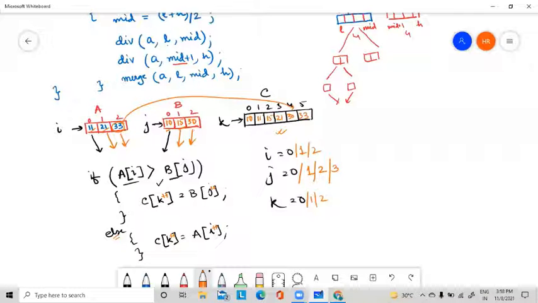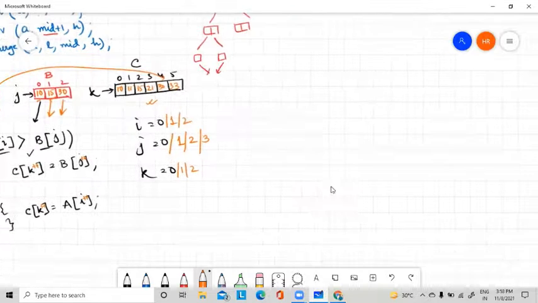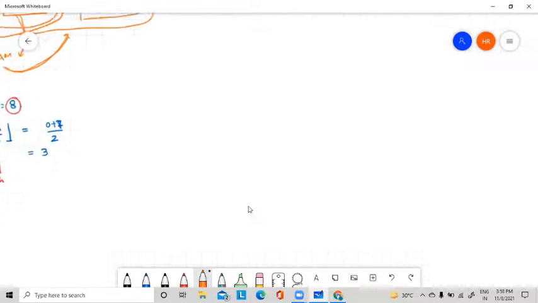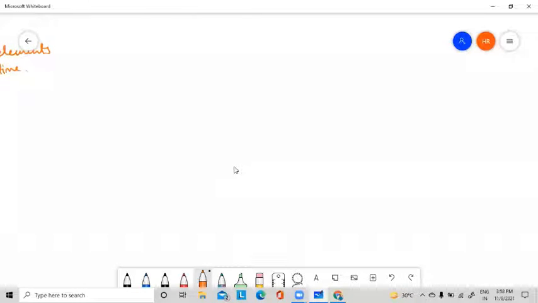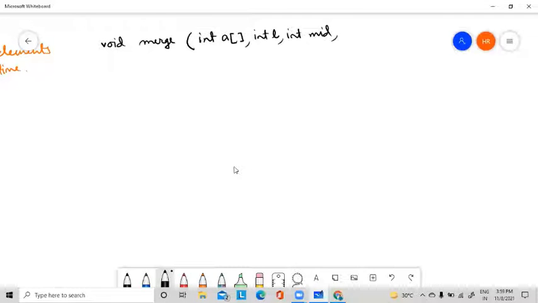Clear? Now try to convert it into some code, pseudocode or algorithm. This merging algorithm is very important because the division operation is very simple. It is a recursive one, repeatedly you have to perform until a single element remains. So it is very simple. Now the merging operation: void merge. What are the arguments? If you remember, the array itself, then the lowest index value, then the mid index value, then the highest index value.